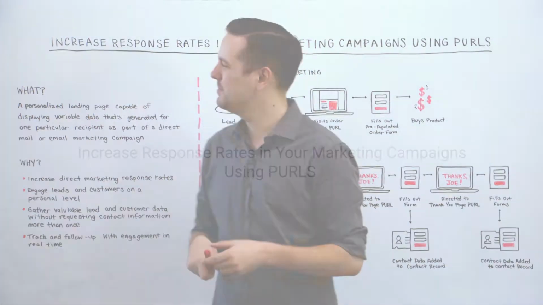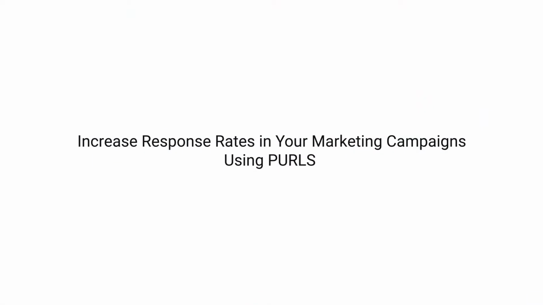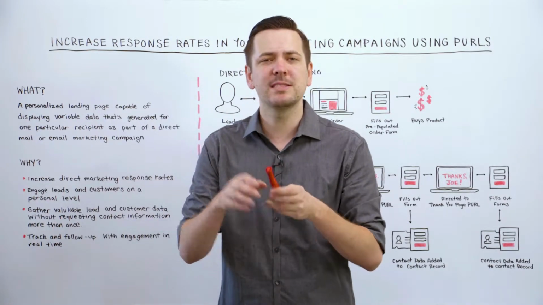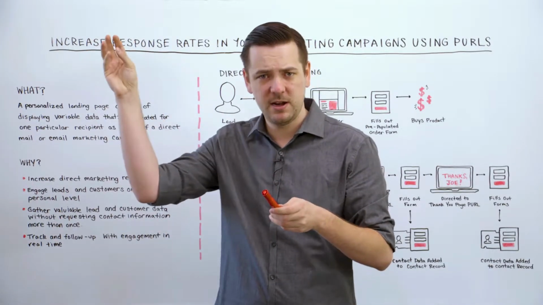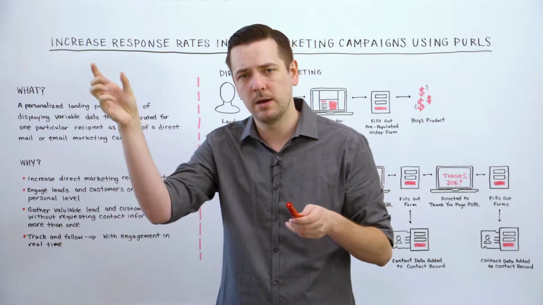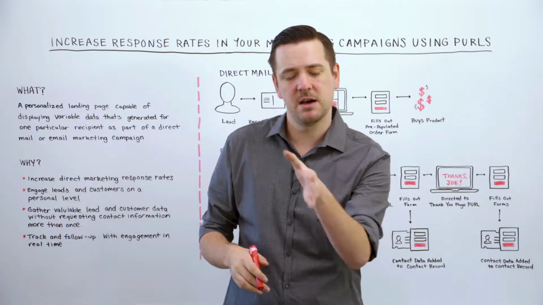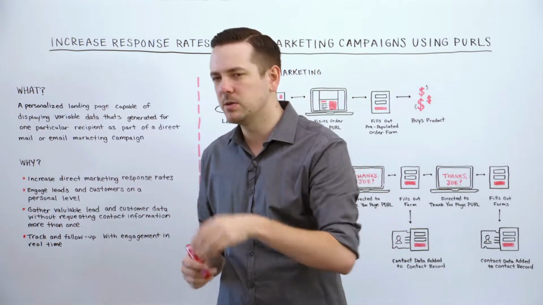My name is Sam, and today we're going to be talking about how to increase your response rates in your marketing campaigns using PURLs. Now when I say PURL, what I'm talking about is a personalized URL. And a URL is that thing at the top of your Chrome that says www.mysite.com. That's your site's URL. Personalizing that URL would mean putting Sam on the front end of it, right? So sam.mysite.com. So just keep that in mind as we go on here.